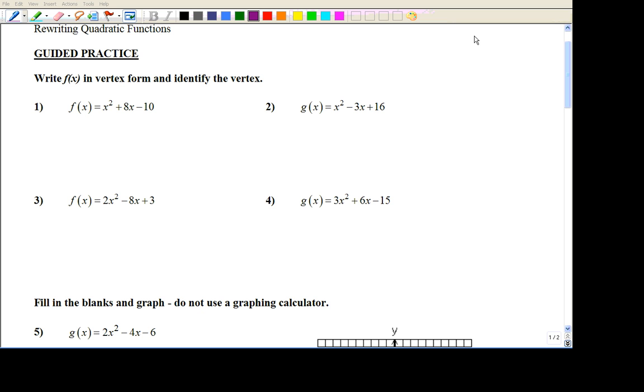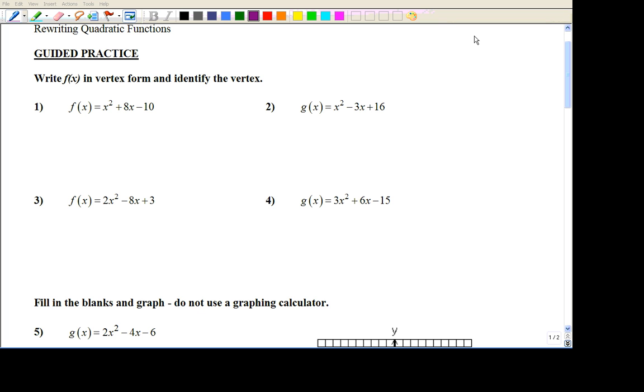Hey everyone, here's a video on rewriting quadratic functions. This is a worksheet that you can get in class or print off the website if it's working right now, and let's work through this. It may be a little bit of a lengthy video, so have your notes ready, and here we go.